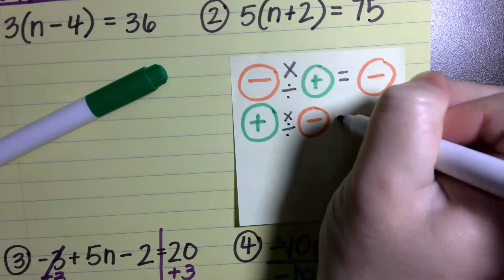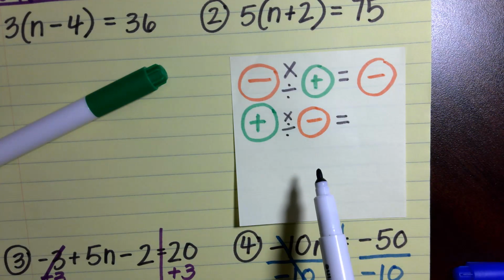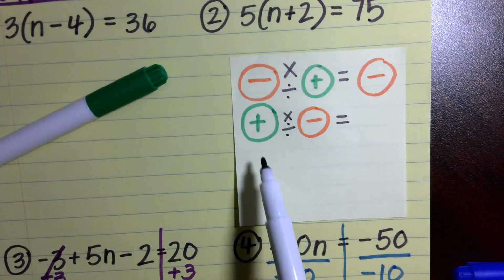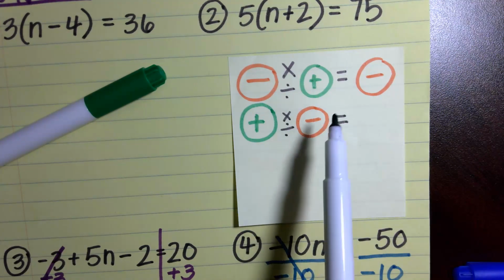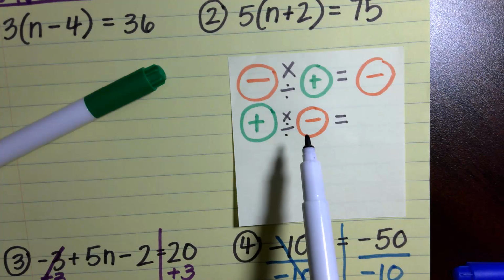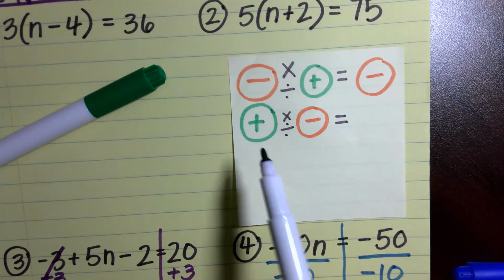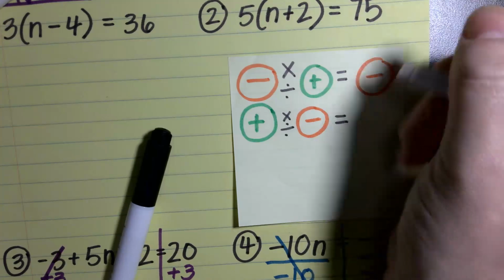Let's look at our signs. It's going to be negative because these have different signs. They don't cancel each other out. Anytime you have a negative number, the only way for you to get a positive answer is if there's two negatives, because those two negatives make the positive. So we still have a negative answer here.